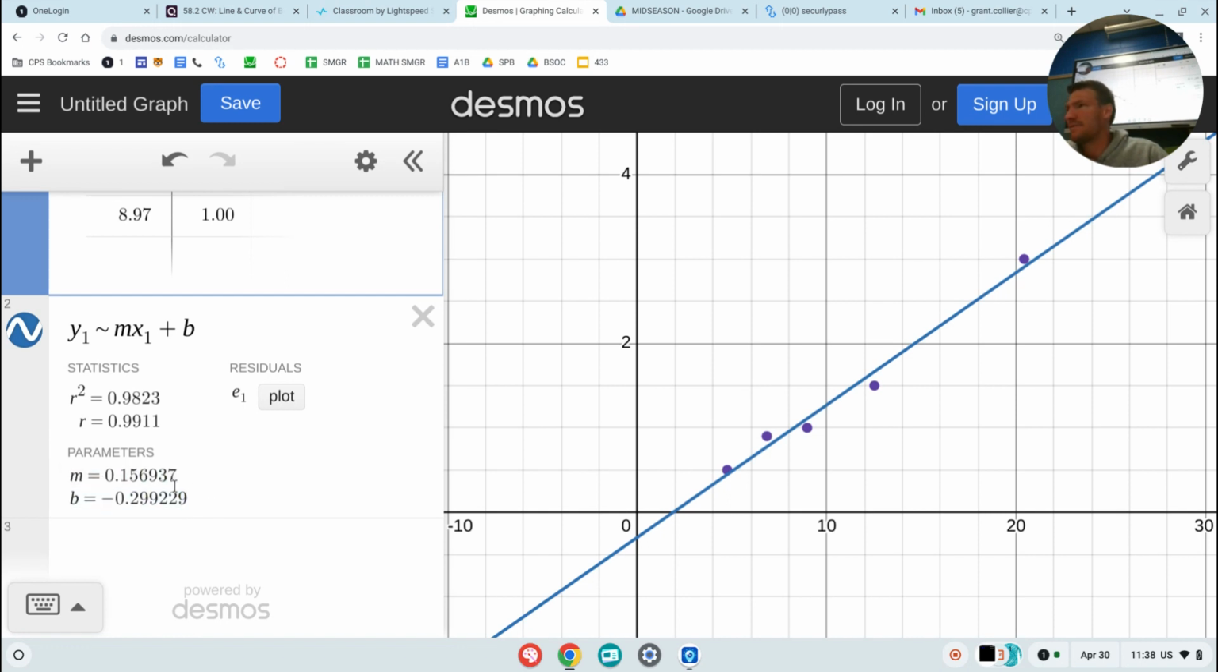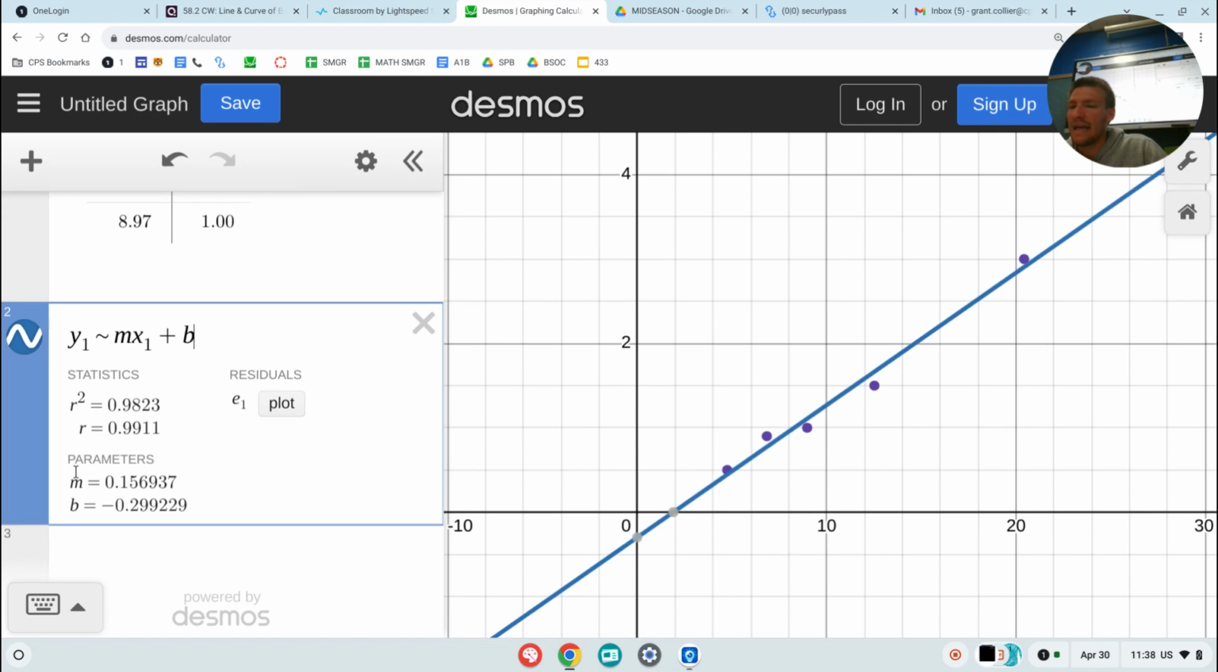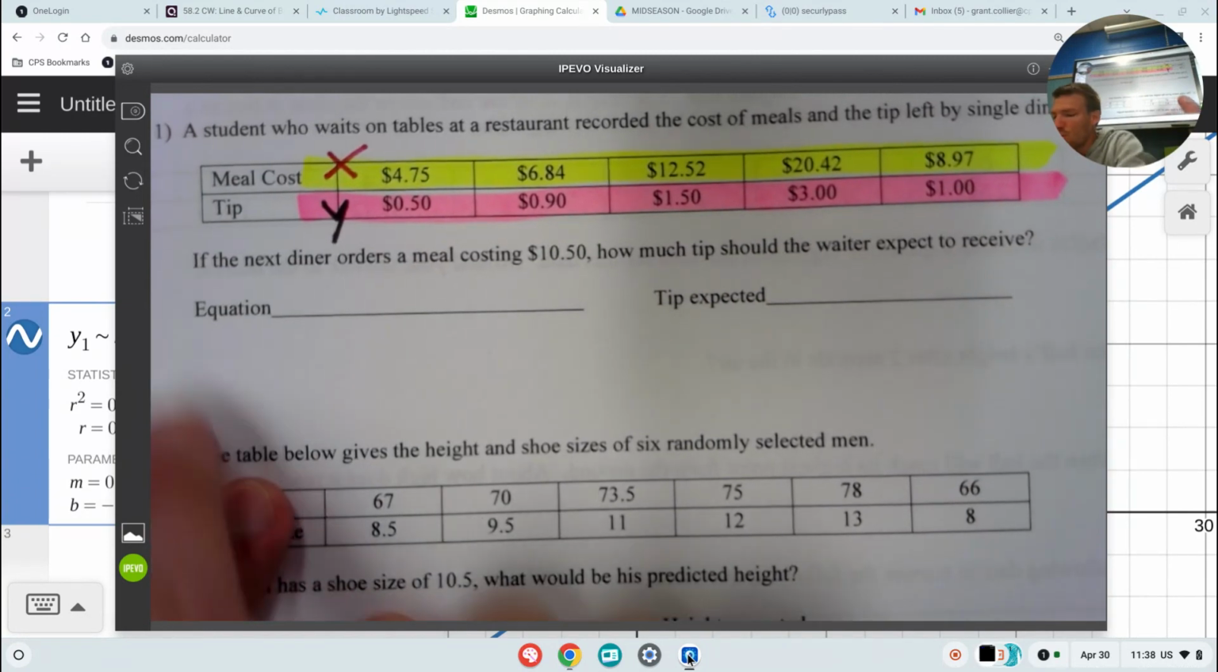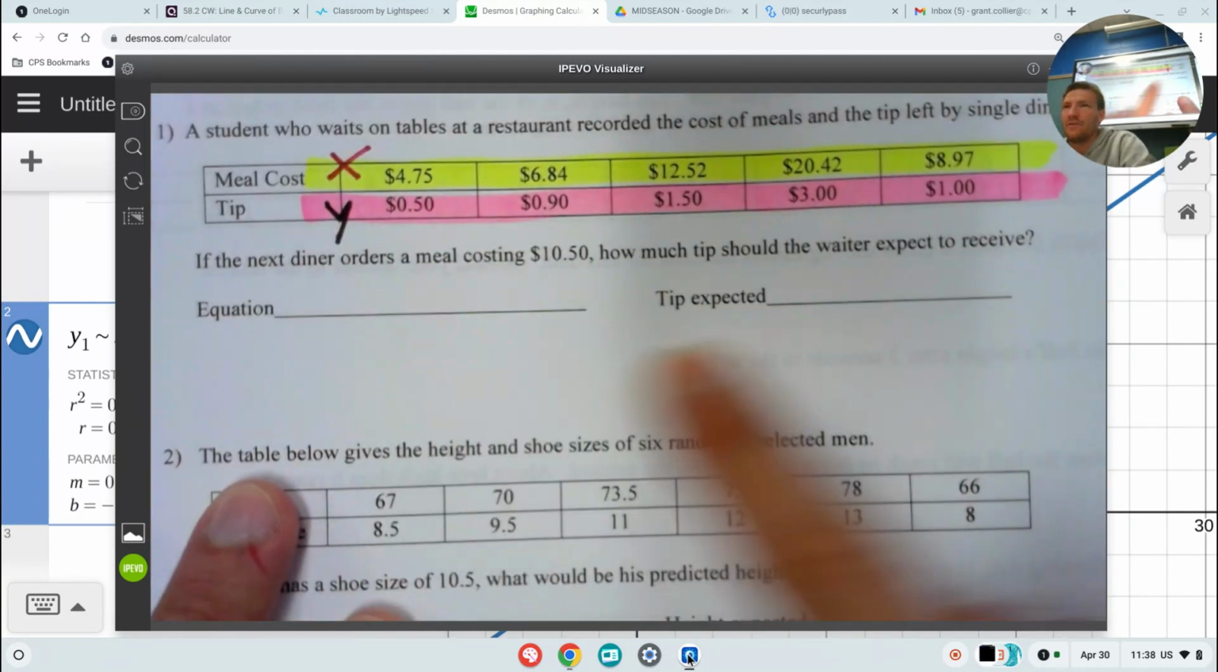What are these parameters? First of all, the word parameter sounds complicated. Trust me, it ain't really that bad. It's just the M and the B. So remember, Desmos is trying to give you the equation that perfectly goes through these dots, and so the M and B are the numbers that you need to go directly through these dots. So question number 1, it says, what is the equation for these dots?